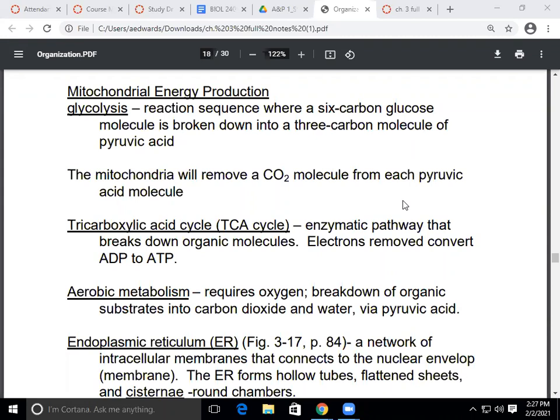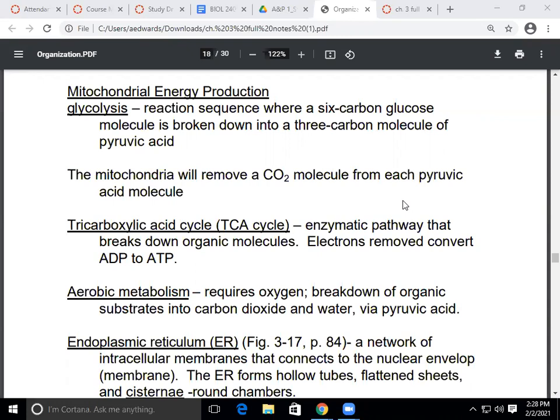So we take sugar, or glucose, which is 6 carbons, and break it down into 2 3-carbon molecules of pyruvic acid. All right, and the mitochondria then are going to remove a carbon dioxide molecule from each pyruvic acid. Okay, so that's what we do in glycolysis. All right, and then the next set of steps, we call that the tricarboxylic acid cycle, or TCA cycle. Sometimes you'll see Krebs cycle, K-R-E-B-S. It's all the same thing.